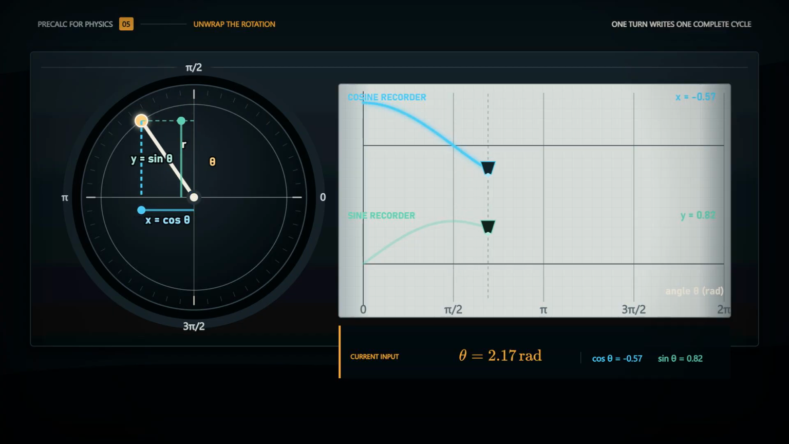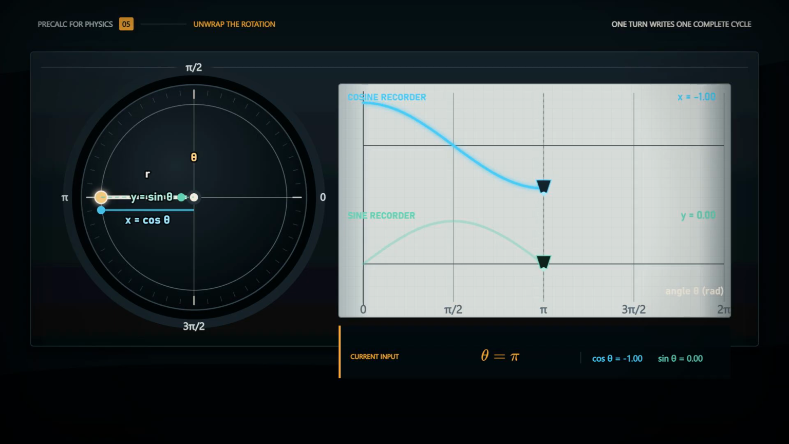Continue to pi. The point reaches the left edge. Cosine reaches -1, while sine returns to 0. The signs are not separate rules. The graph simply records where each signed projection lands.